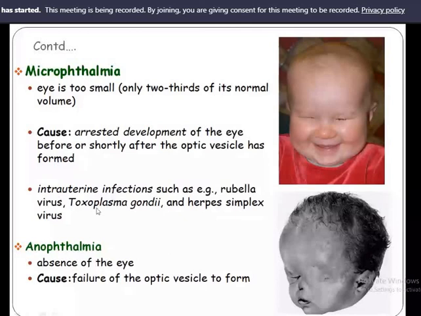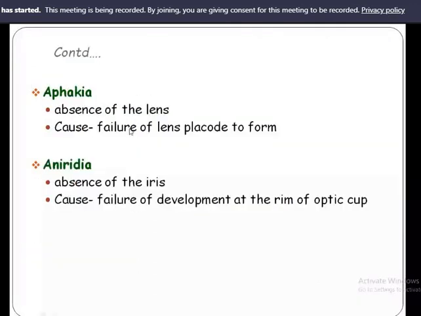Now the next one is anophthalmia. Anophthalmia is absence of the eye. If there is a failure of the optic vesicle to form, at that time there may be anophthalmia. Aphakia is absence of the lens, when there is failure of the lens placode to form. If the optic vesicle is not sending any signal to the surface ectoderm to proliferate, then also there may be absence of the lens.